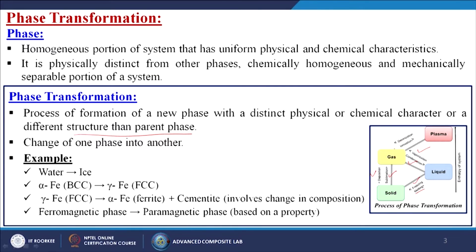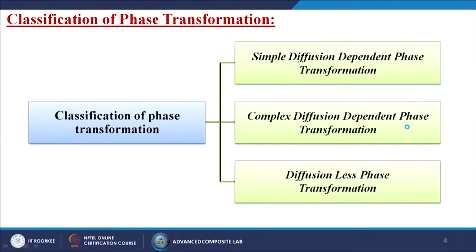So, directly, if I want to go from gas to plasma, it is called the ionization process, and from plasma to gas it is called the deionization process. Now we have to discuss the classifications of the phase transformations. It is divided into three parts.